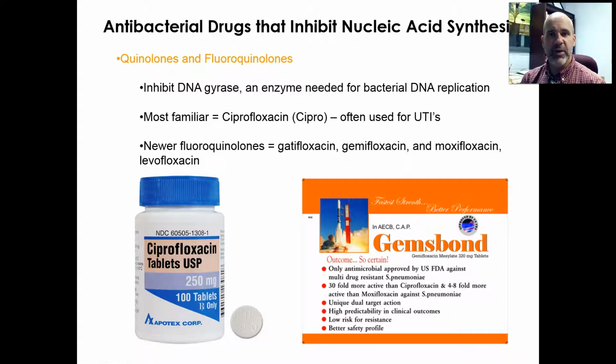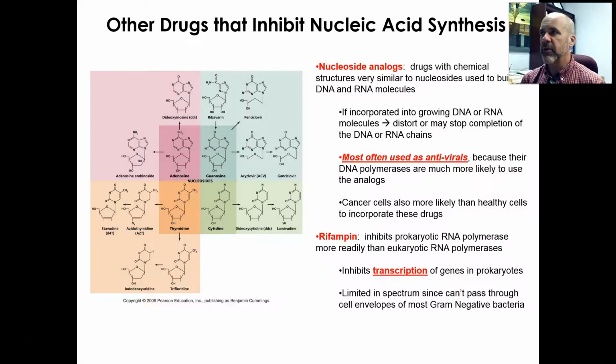And luckily, these drugs don't interfere with our DNA replication. You've probably heard of Cipro before. Cipro is an abbreviation for ciprofloxacin, often used for treating UTIs, urinary tract infections. That's an older drug. There are some newer ones in this fluoroquinolone category, like gatifloxacin and gemifloxacin, that work in a similar way. So those are antibacterials as well.